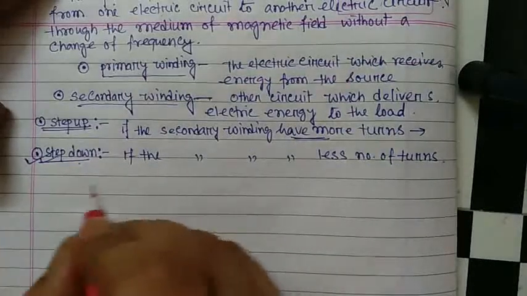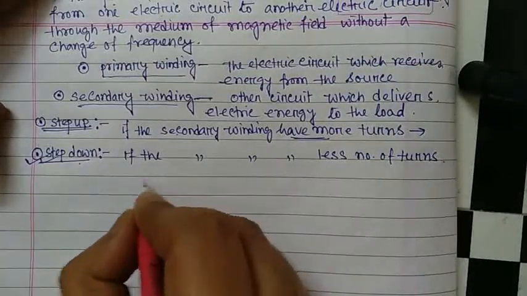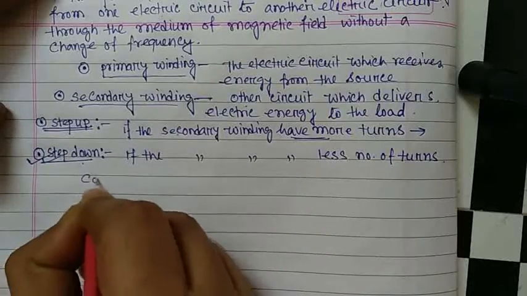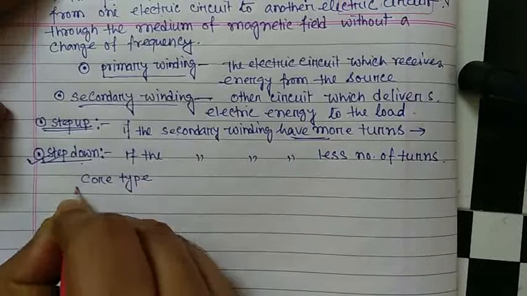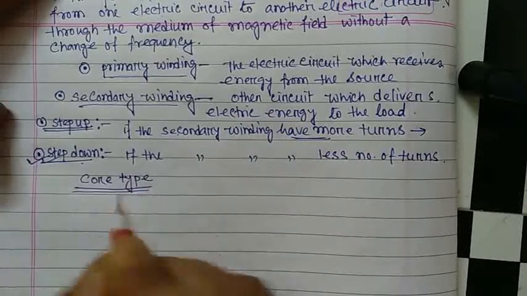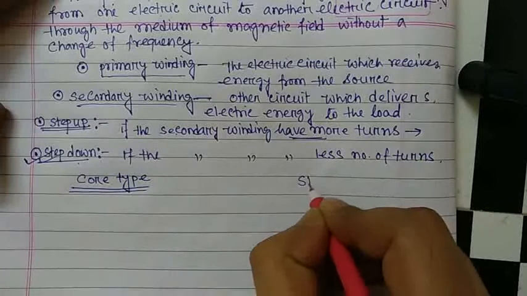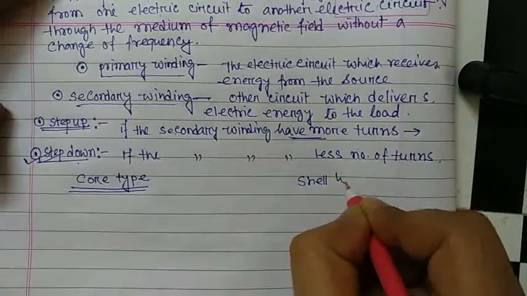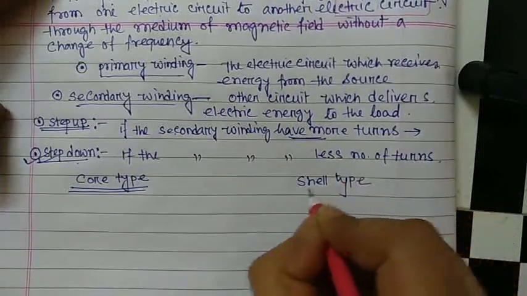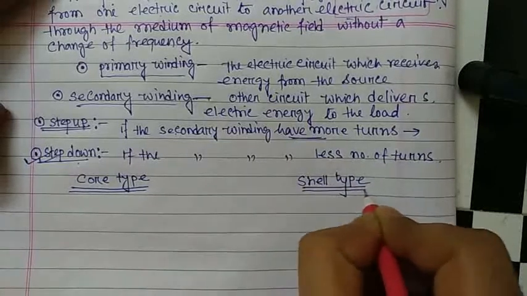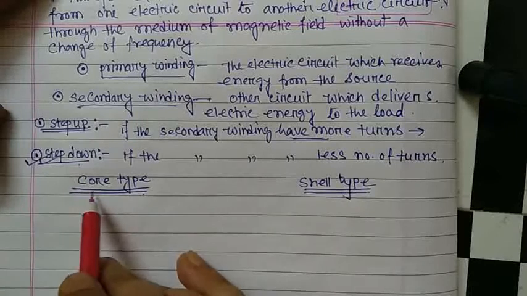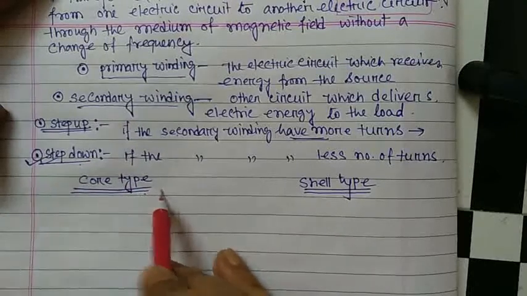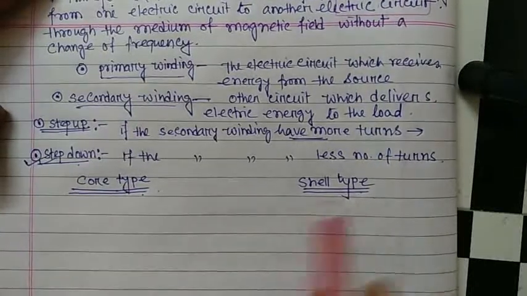Now, as per the construction, transformers are of two types. One is core type and another is shell type. So basically, as per the construction, transformers are of two types, core type and shell type.